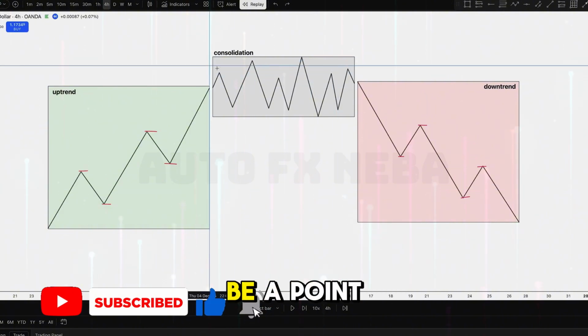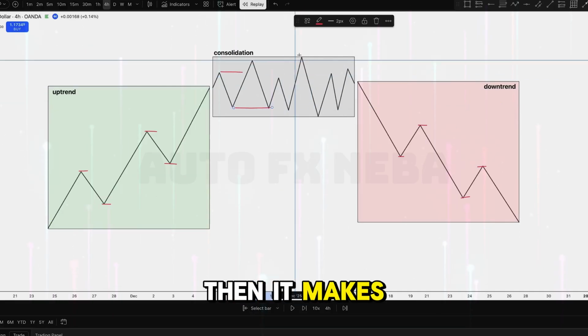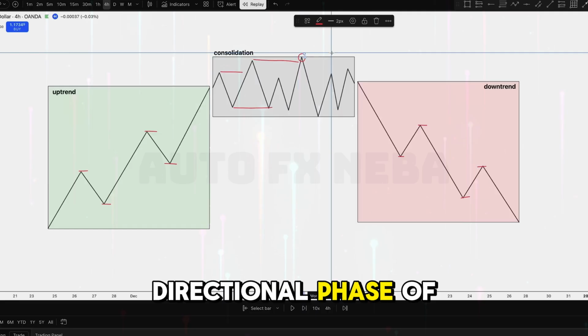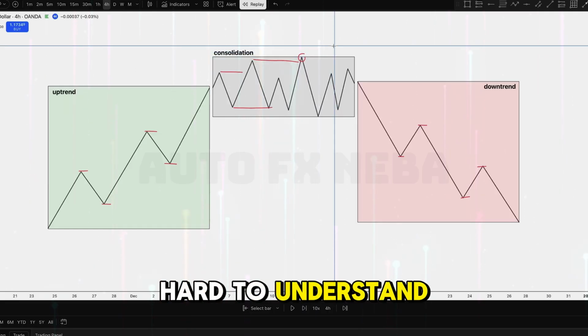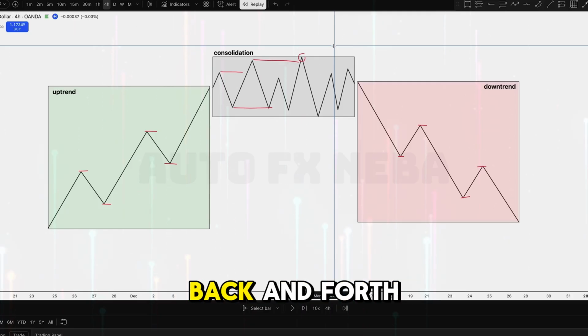A consolidation can be a point where the market's made a higher high, but then it goes and makes a lower low, then it makes a new higher high. And really, it's just an undirectional phase of the market, which is really hard to understand. It's not making clear upward moves. It's not making clear downward moves. It's just chopping back and forth, okay?